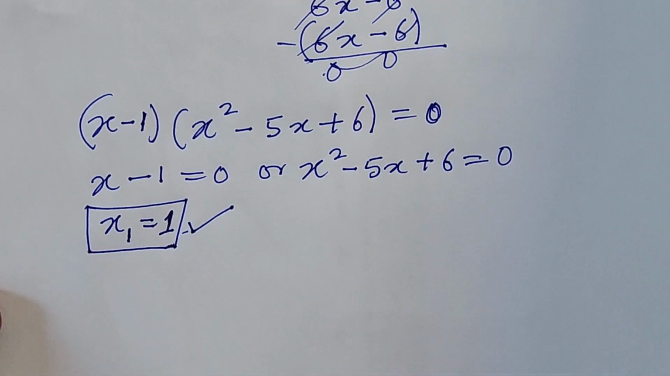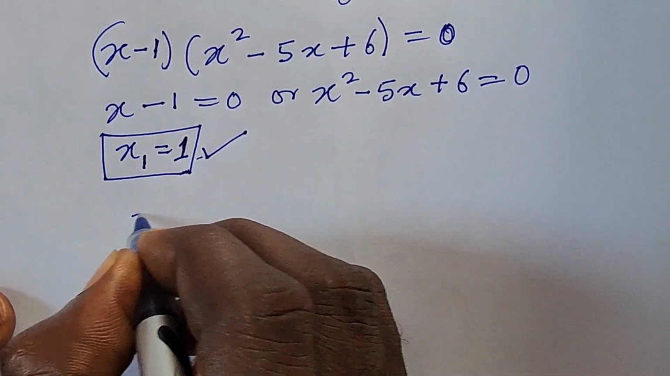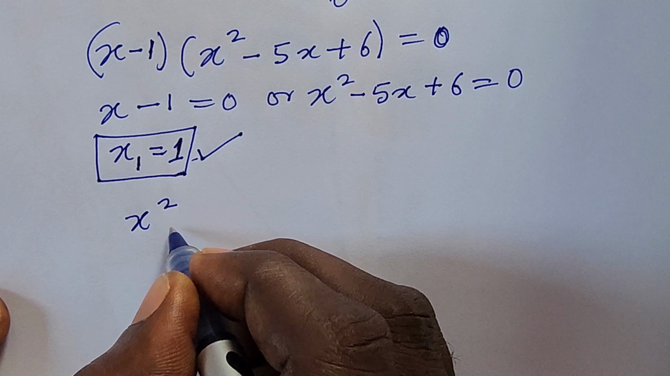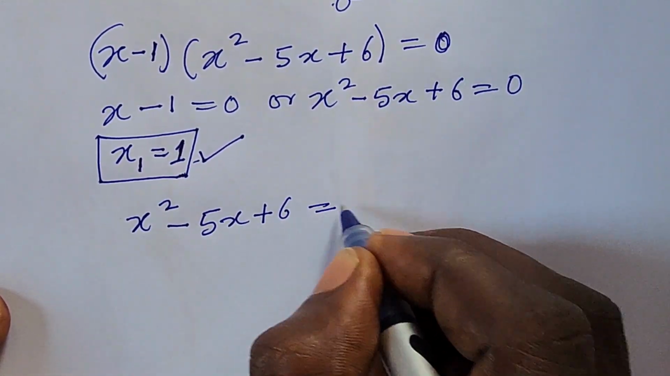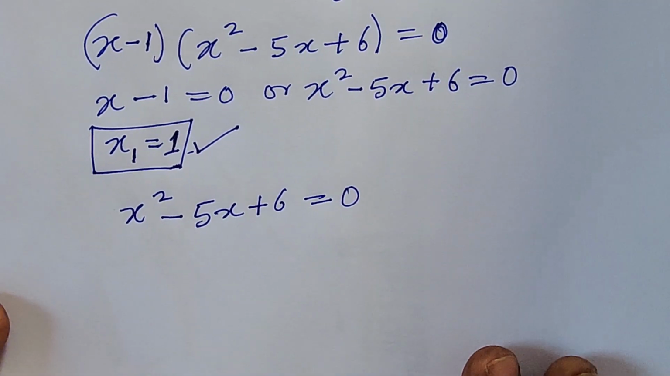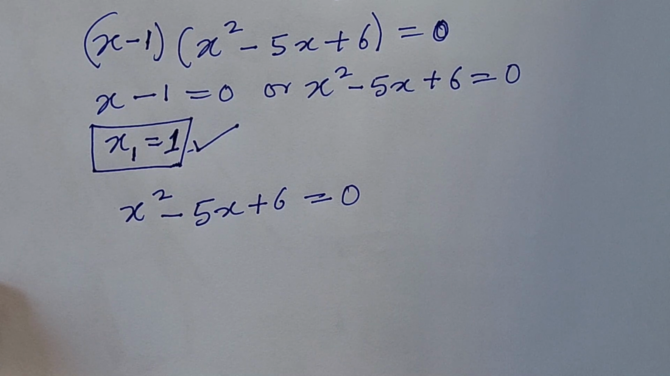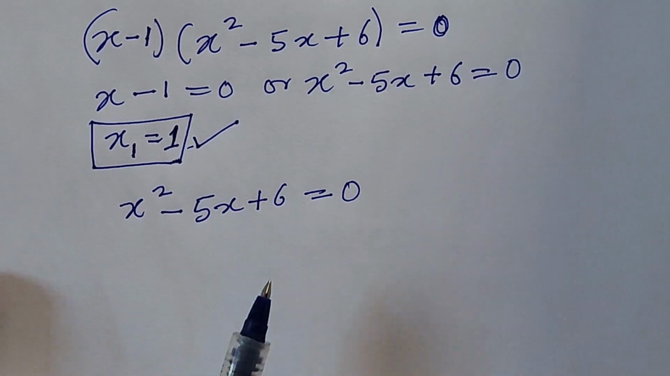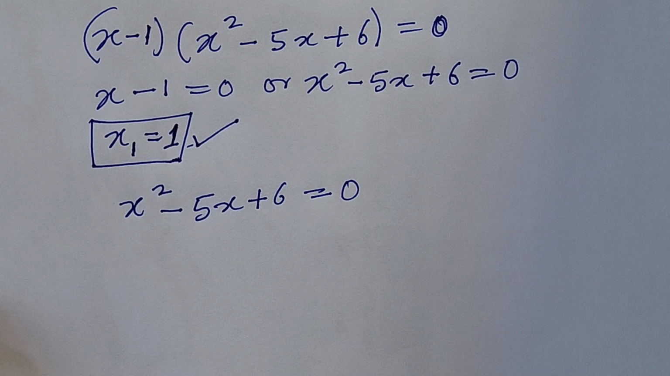So let's go ahead and solve our quadratic equation. Our quadratic equation is x squared minus 5x plus 6, everything equal to 0. What we do here is very easy. We can use the factorization method to solve this. So we look for two factors of plus 6 that when we multiply them will give us plus 6, and when we add them will give us minus 5. So we're going to come up with minus 2 and minus 3.